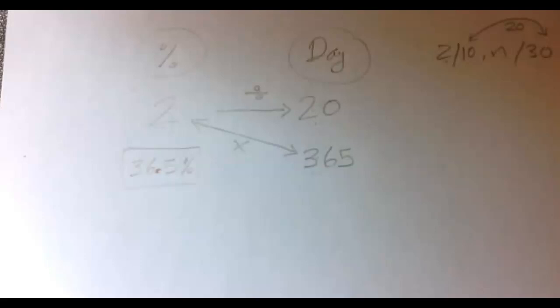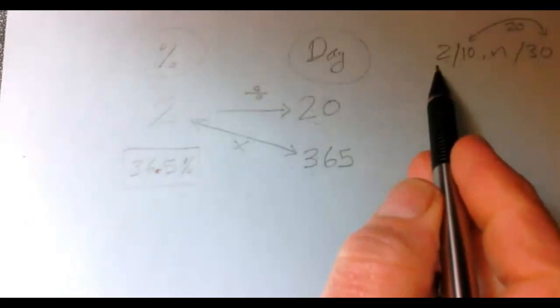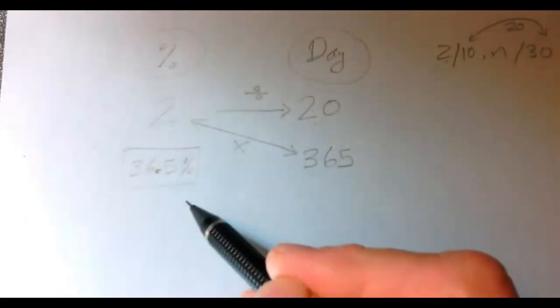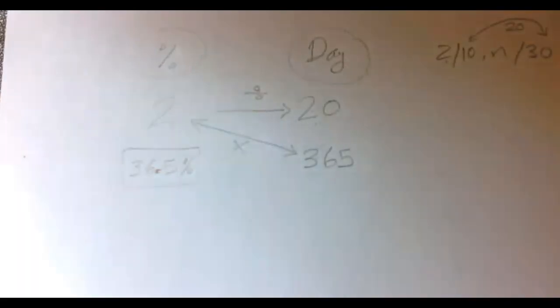So what is the annual interest rate for this? It's not 2%. It is 36.5% annual interest rate. So it's a very big deal. It's not something that you say, 2% is not a big deal. It is a very big deal. Okay.